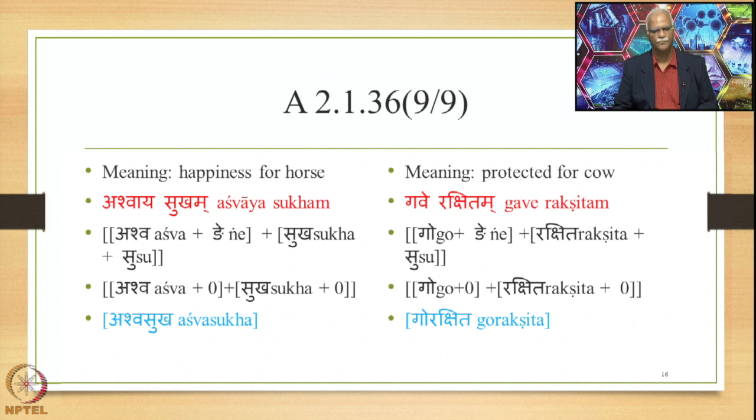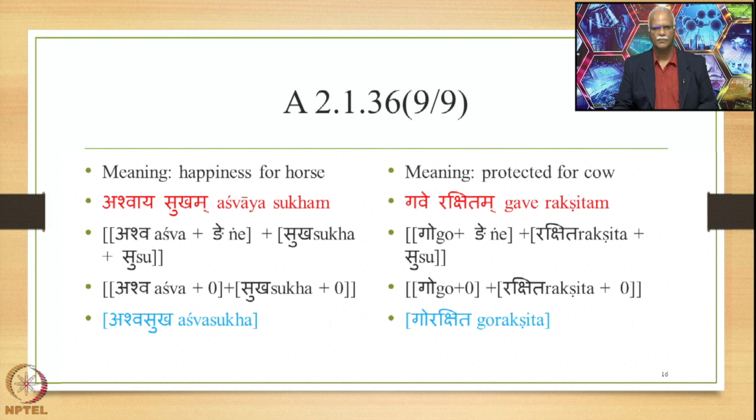Next we have the meaning happiness for horse, ashvaya sukham. And this laukika vigraha gets converted into the alaukika form, namely ashva plus nge plus sukha plus su. And then this becomes a samasa, so it becomes a pratipadika, and so supodhatu pratipadika yoho applies and deletes nge as well as su. So we have ashva plus zero and sukha plus zero, and then we bring the two together and we get the form ashva sukha. This is the compound output derived from ashvaya sukham.